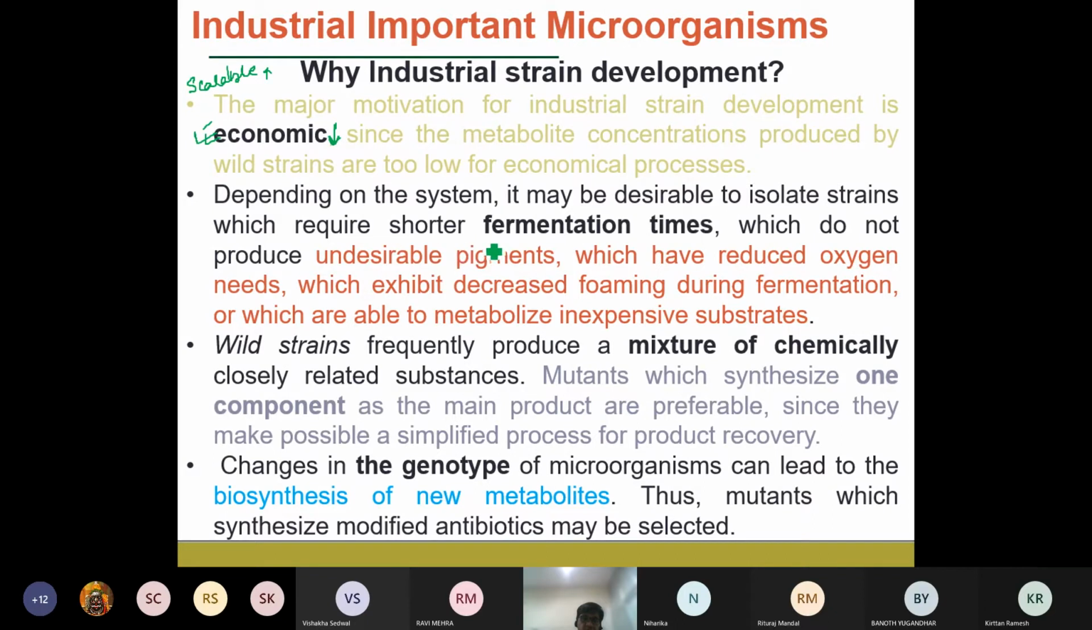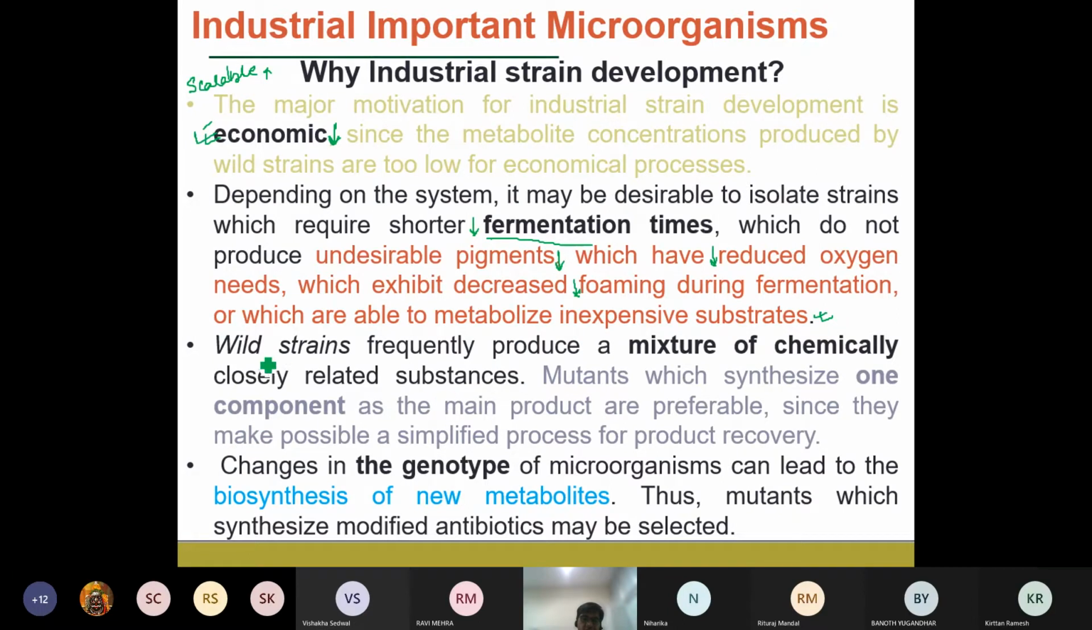Then you have to focus on the fermentation time. The fermentation time should always be lower, and the production of undesirable pigments or bioproducts should be lower. It should also have a lower oxygen demand and good foaming characteristics, and be able to metabolize inexpensive substances. These points summarize what we have discussed in the last two slides.